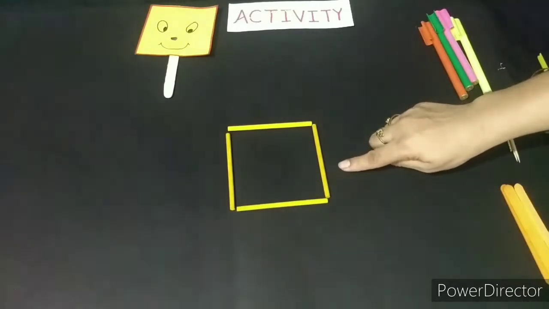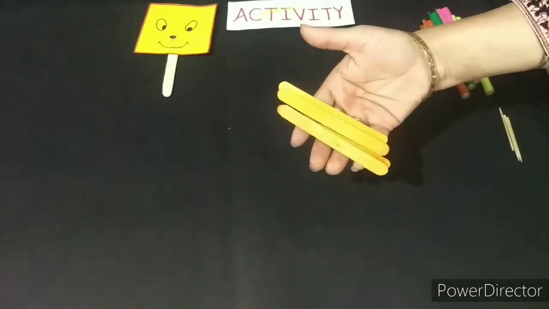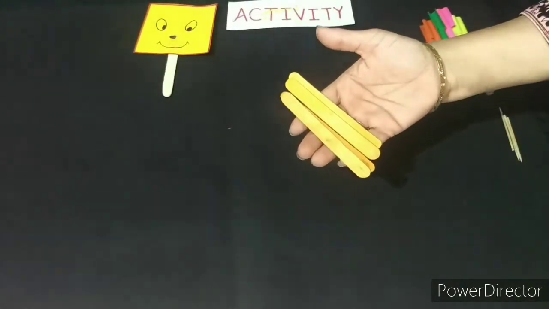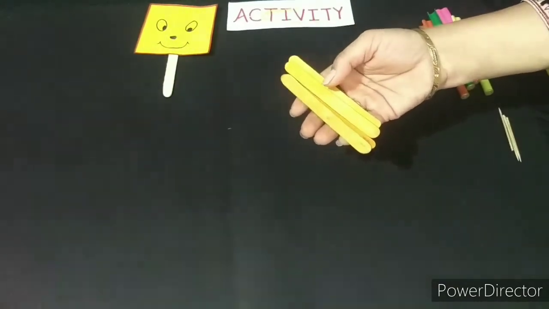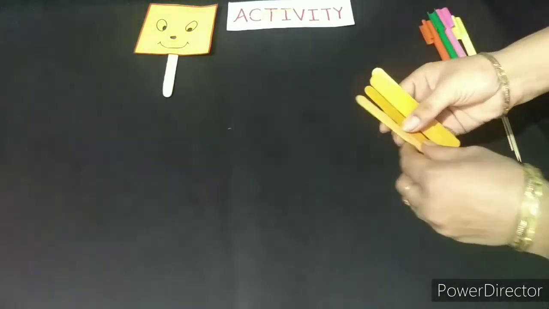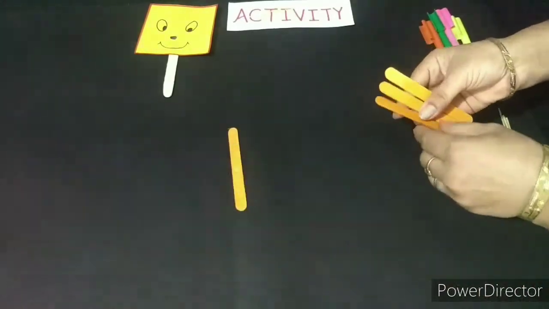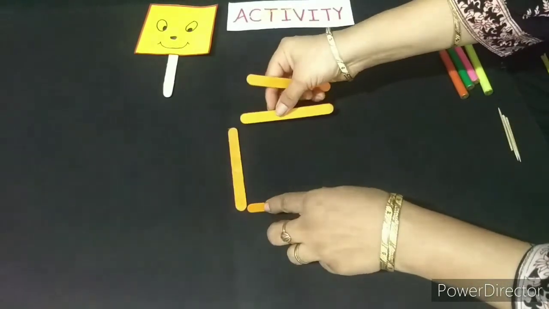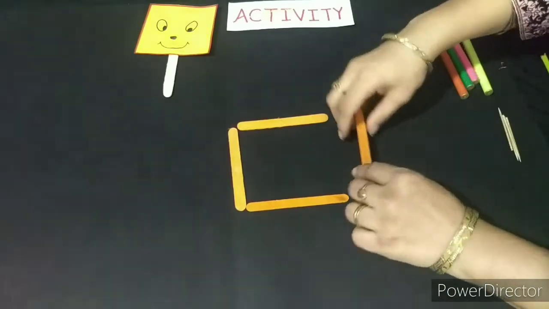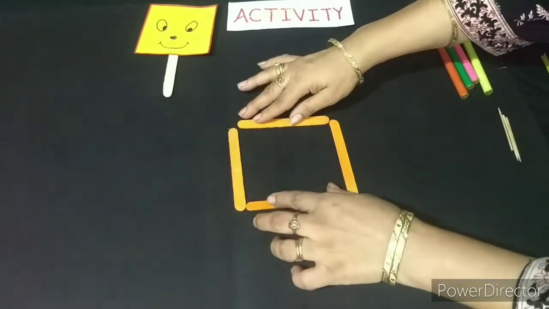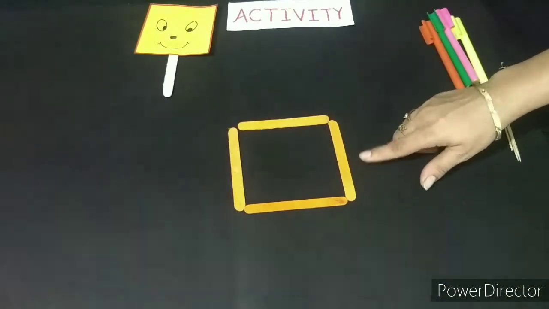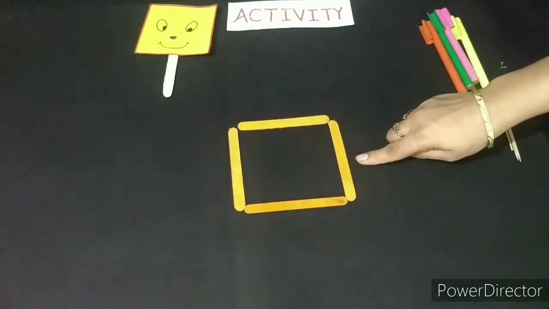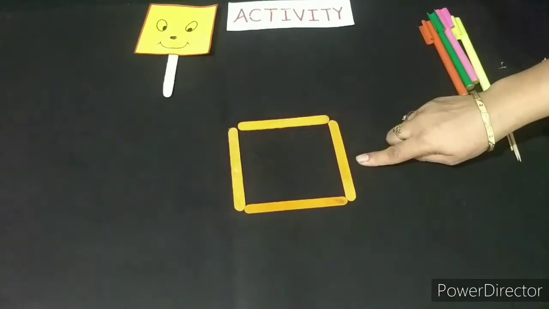It is a square. Look children, what we have now? We have ice cream sticks. Now we are going to make a square with these sticks. Ma'am is going to place here 1, 2, 3 and 4. Look children, what did we make? We made a square. Which shape is this? Square.